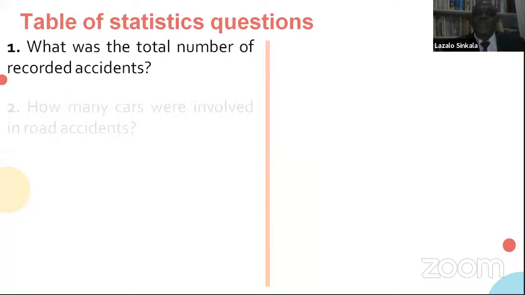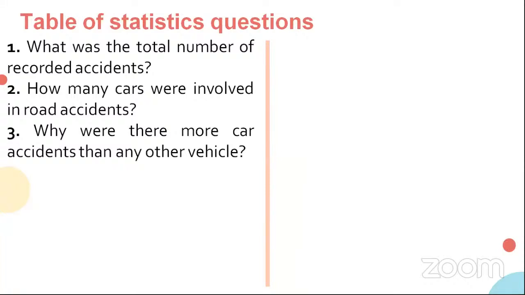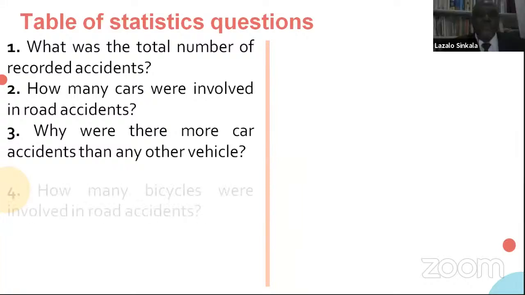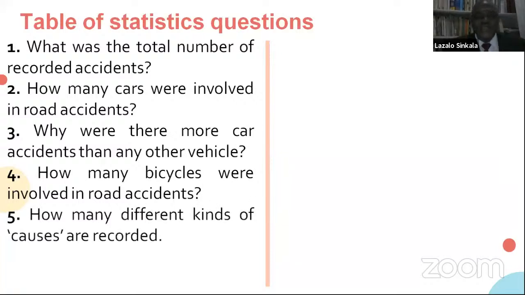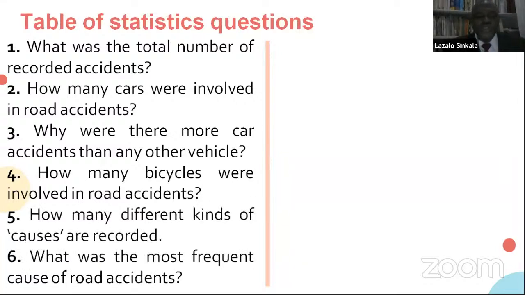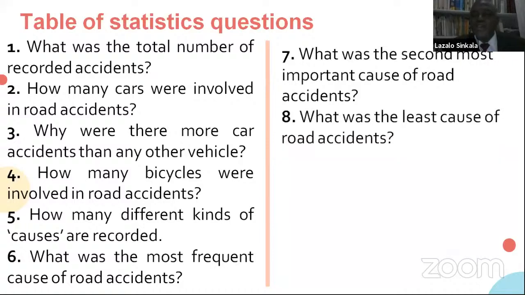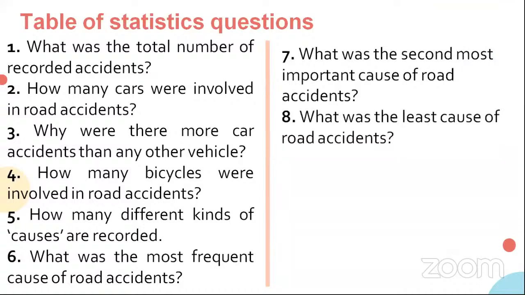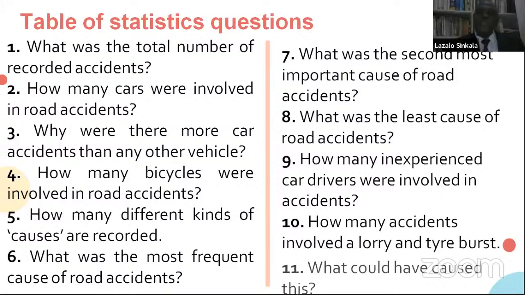Questions such as, what was the total number of recorded accidents? How many cars were involved? Why were there more car accidents than any other? How many bicycles? How many different kinds? What was the most frequent cause of road accidents? What was the second most important cause of road accidents? What was the least cause? How many inexperienced car drivers? How many accidents involved the lorry? What could have caused this?